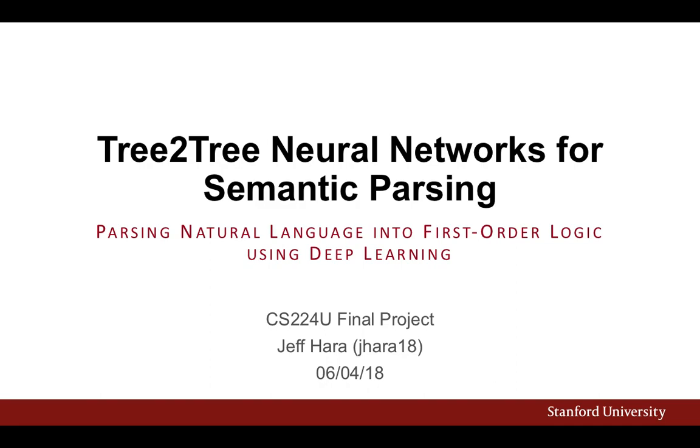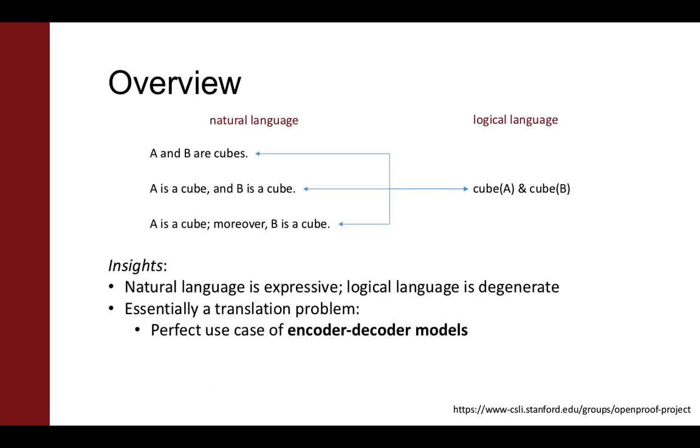My name is Jeff Hara, and this is my presentation on Tree-to-Tree neural networks for semantic parsing, parsing natural language into first-order logic using deep learning. First, I'll try to motivate why I became interested in semantic parsing and how I aim to do something different.